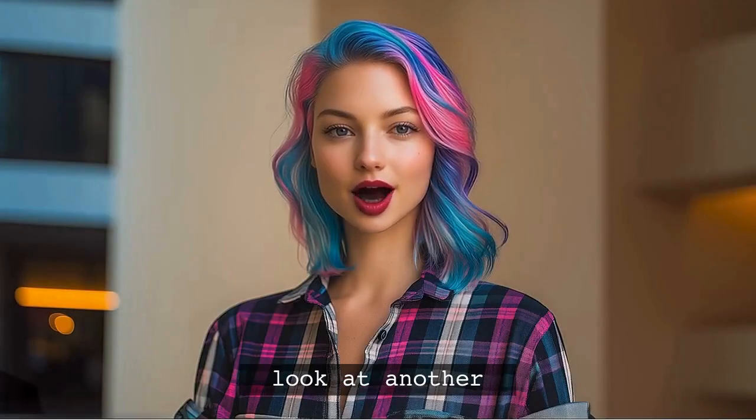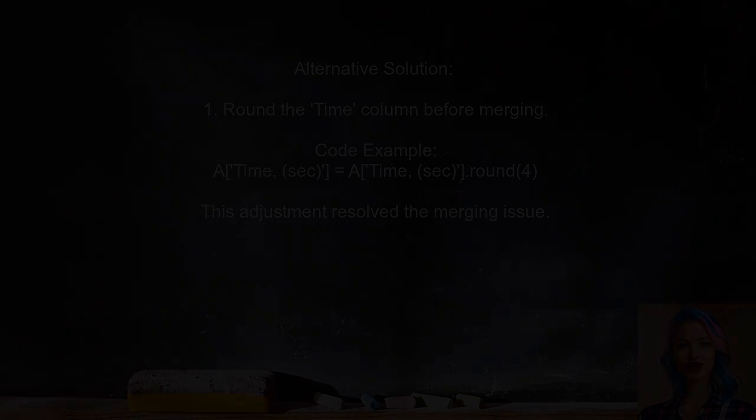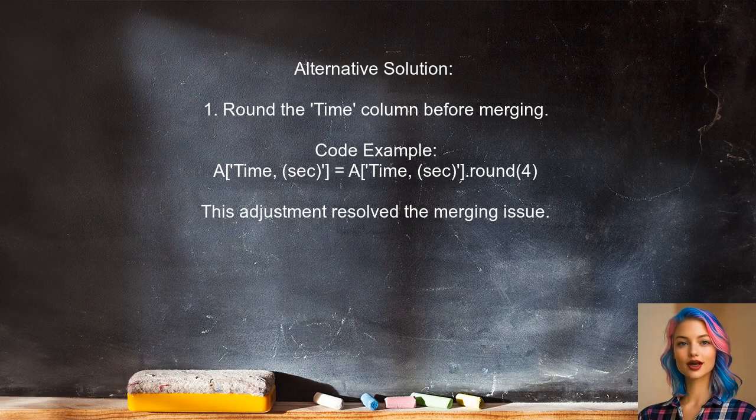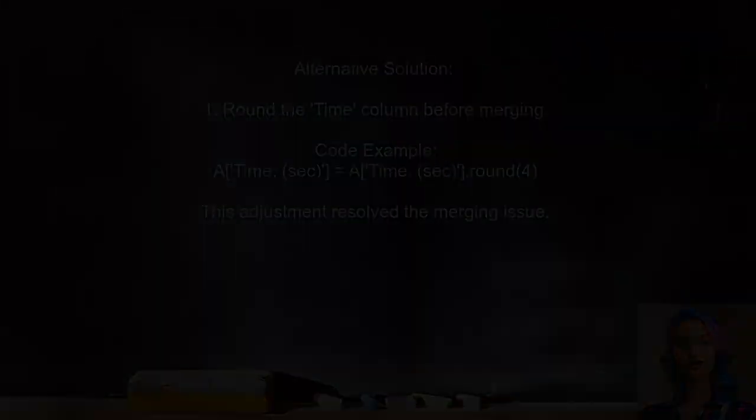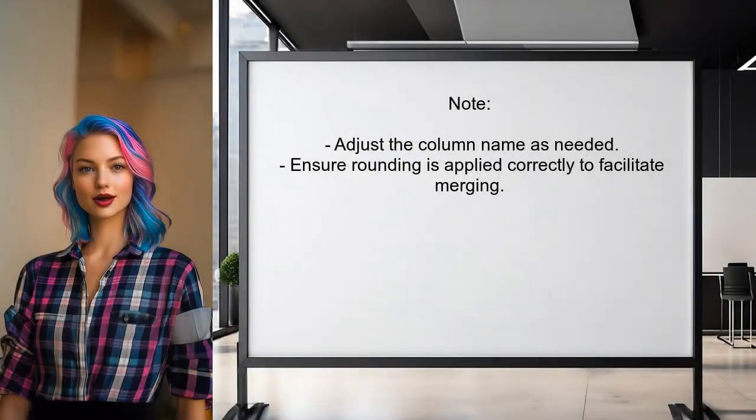Let's take a look at another one. An alternative solution provided by another user involves rounding the numbers in the time column before merging the data frames. They found that even though both columns were of the same data type, rounding helped to align the values correctly. The user specifically mentioned that their column was labeled time_sec, which required a slight modification to the rounding command. This adjustment worked effectively for their situation.